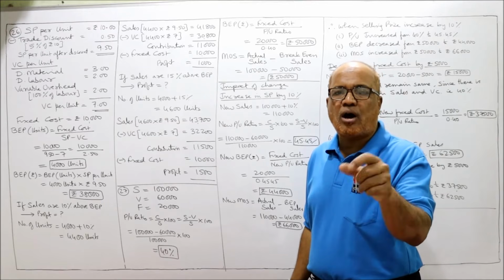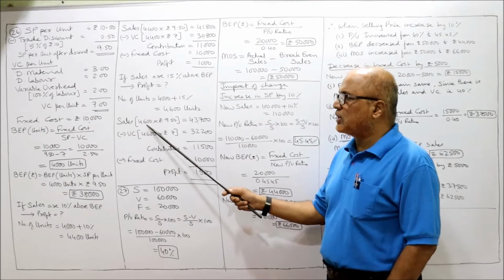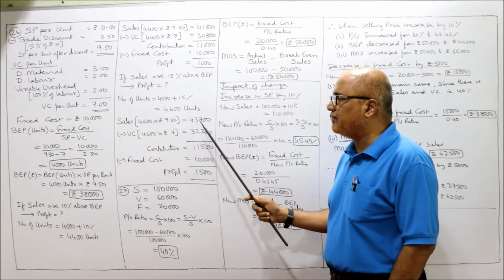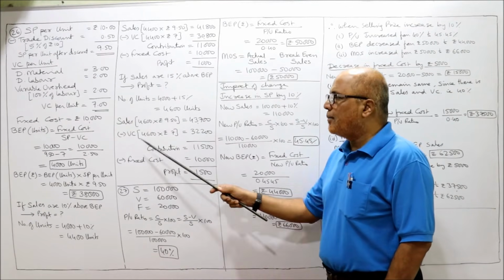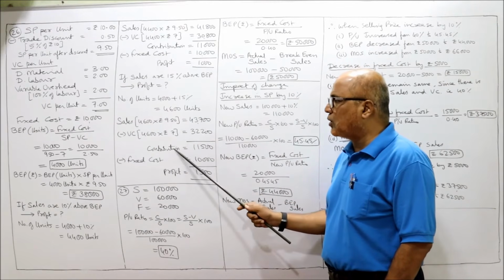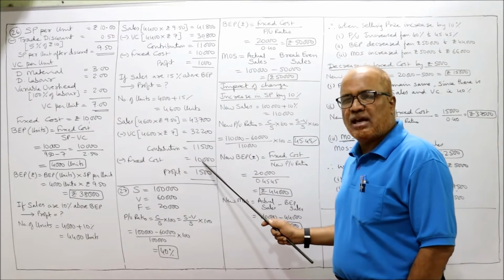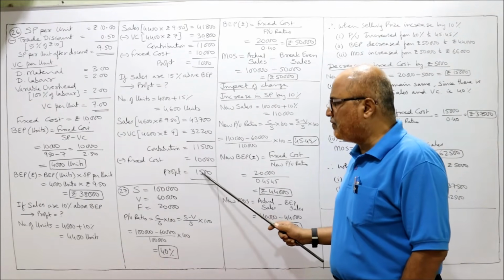At 4,600 units, how much you will get the profit? Sales, 4,600 units into 9.5, 43,700. Minus variable cost, 4,600 into 7, 32,200. So contribution will get 11,500. Minus fixed cost will remain same, 10,000. You'll get the profit 1,500.